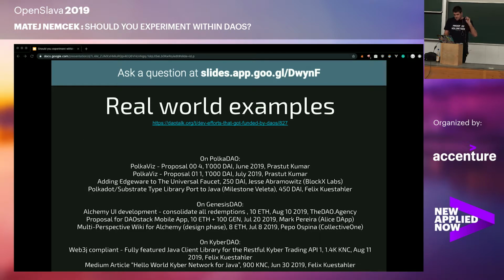Okay, so this is some real-world use case where DAOs were used, and these DAOs were built on top of the DAO stack. These are three notable ones: the Polka DAO, the Genesis DAO, and the Kyber DAO. You may see the amount of money voted: somebody submitted a proposal, they got paid, and they delivered some sort of work. Pretty much that's it.